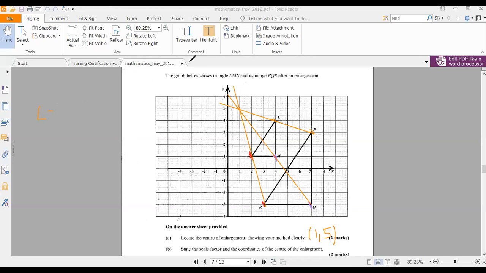The scale factor is K, right? We say the scale factor K is equal to the length of one side of the image over the length of the corresponding side of the object. So you go to the image. This side is your image. The big one is our image in this case, right? And the object is the small one. Follow me in this case here.